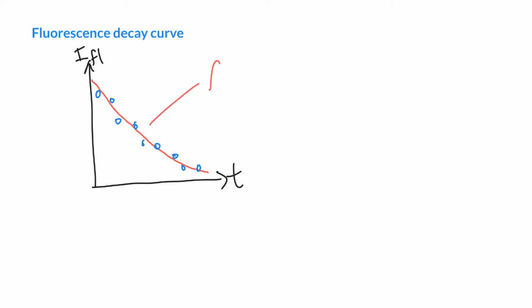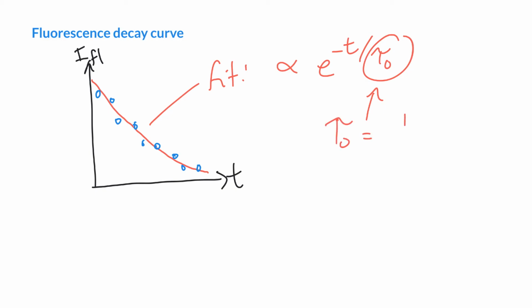We can say that this can be fit to something proportional to e to the minus time over tau, or tau sub 0. And so by fitting it, we can determine tau sub 0. And remember, tau sub 0 is just 1 over the rate of fluorescence plus the rate of intersystem crossing plus the rate of internal conversion. So experimentally, we can collect this data and find this tau, and we can relate it to the inverse of the sum of all these rate constants.